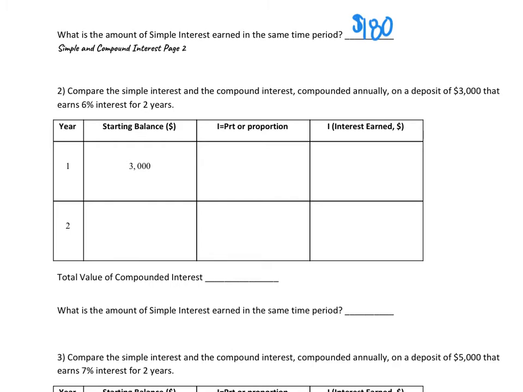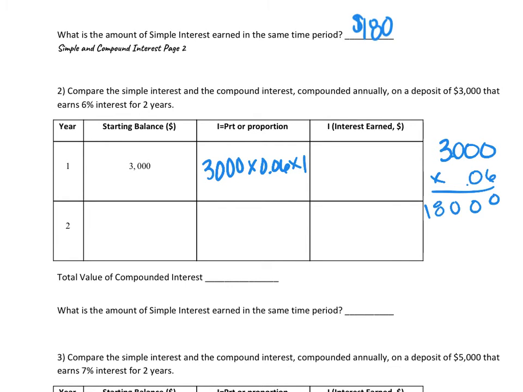You ready? So my principal is $3,000. Okay, so $3,000 times 0.06 times 1, because we're compounding annually. Okay. 3,000 times 0.06.